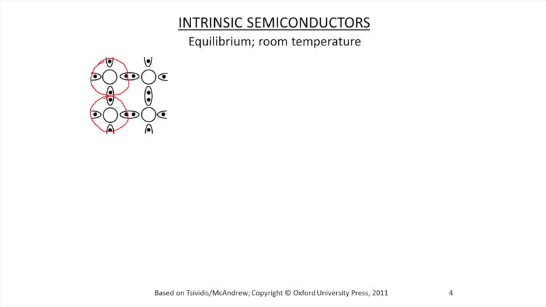Each of them consists of a nucleus and electrons. Of all of the electrons, we only show 4 here, and these are the outer shell electrons that are responsible for forming covalent bonds between the atoms. For example, this is one covalent bond between these two atoms. Here is another one, and so on.